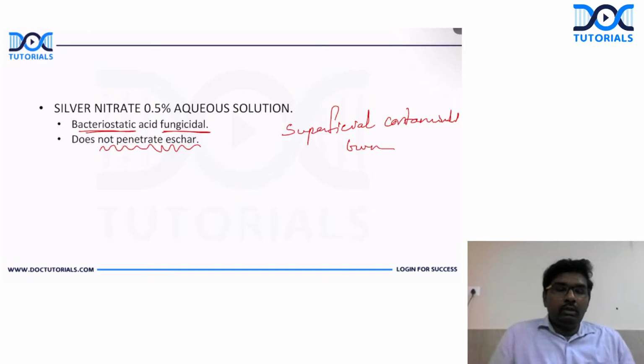That is 0.5% of silver nitrate. It has both bacteriostatic and fungicidal property.